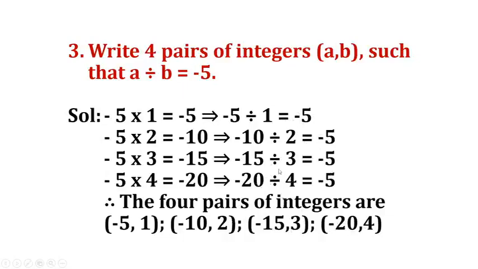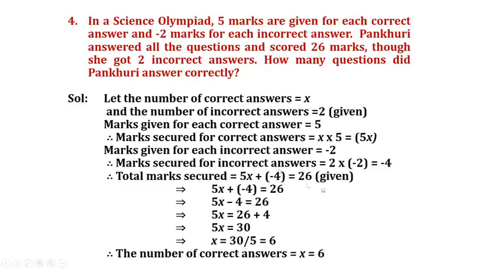Next, in the Science Olympiad, 5 marks are given for each correct answer and minus 2 marks for each incorrect answer. Pankuri, this is the name of the candidate, answered all the questions and scored 26 marks, though she got 2 incorrect answers. How many questions did Pankuri answer correctly?